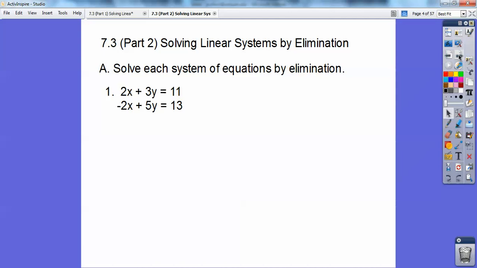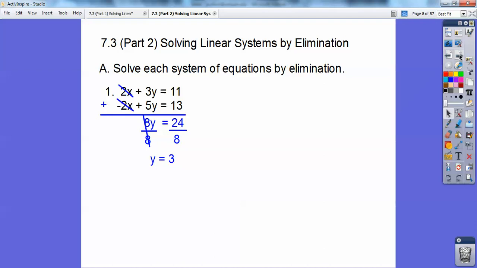On this one right here, if I just add them together, the 2x's will cancel out, because this is a positive 2x and a negative 2x. So I'm just going to draw a line underneath both those and add them. The 2x's cancel out, and 3y plus 5y is 8y. 11 plus 13 is 24, and 8 goes into 24 three times.